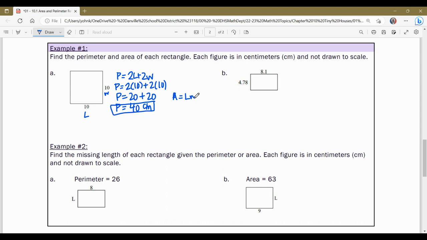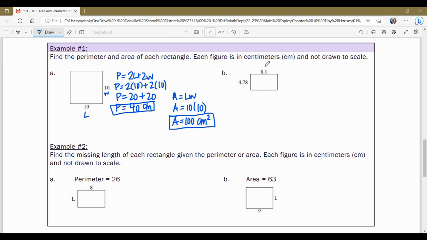Area is length times width. So if I know that my length is 10 and my width is 10, then I can find my area to be 100 centimeters squared. So units for area are always squared, and units for perimeter are just plain units. All right, let's do letter B.